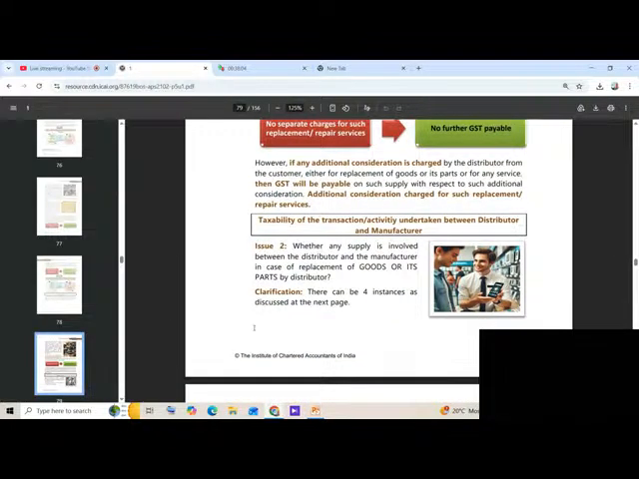Taxability of the transaction activity undertaken between distributor and manufacturer. Issue 2: where any supply is involved between the distributor and the manufacturer in case of replacement of goods or its parts by the distributor. There can be four instances as discussed on the next page.